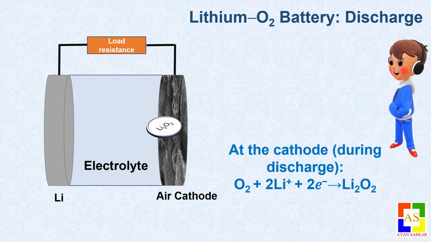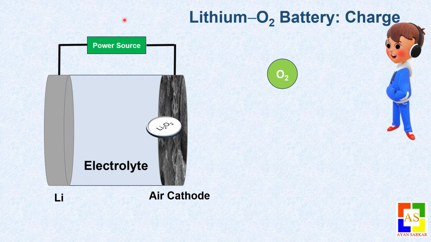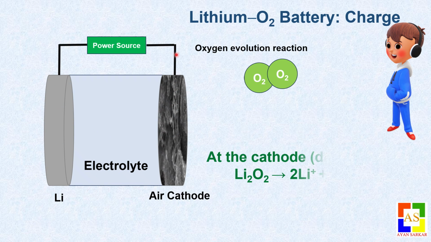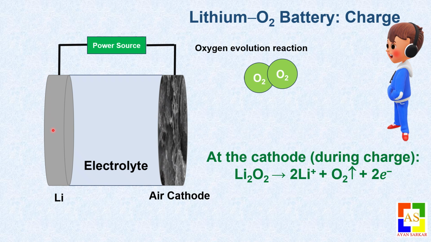Now when we recharge the battery, we apply a power source here, and we have the discharge product Li2O2 here. So what happens during charging? Let's see. Electrons go back to the anode, and lithium ions go back to the anode as well, and we get this disintegration of Li2O2, and oxygen is released. Basically this is the oxygen evolution reaction, commonly known as OER. Here you can see the reaction.